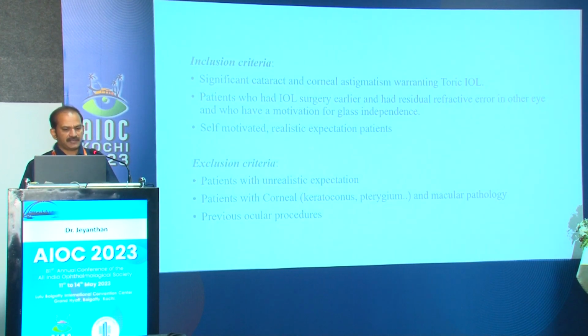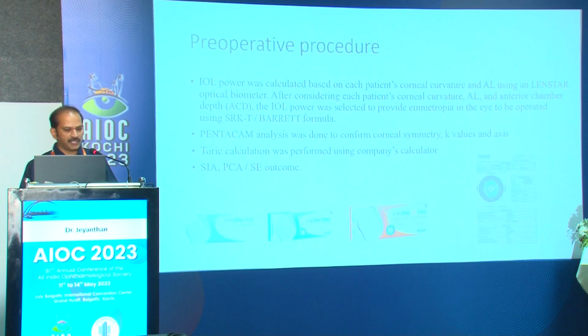Patients with significant cataract and corneal astigmatism warranting a toric IOL, who had IOL surgery earlier and had a residual refractive error in the other eye, and who had a motivation for glass independence, were self-motivated, with realistic expectations, were included in the study. Those who had unrealistic expectations, significant corneal or macular pathology, or previous other ocular procedures were excluded. The IOL power was calculated based on each patient's corneal curvature and axial length using a Lenstar optical biometer, and the SRK/T and Barrett formulas were used.